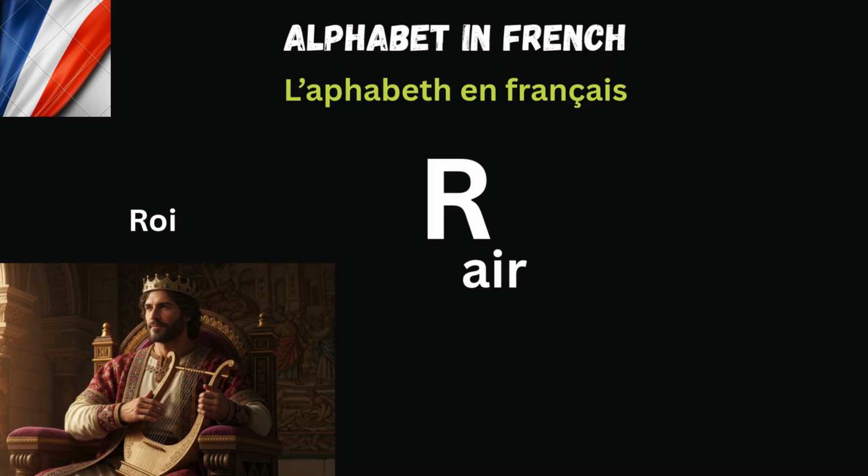Roi. And roi in French language means king in English. King. So let's try pronouncing it for the last time. Letter R is pronounced as eh. Again. Eh. Lastly, eh. Parfait.